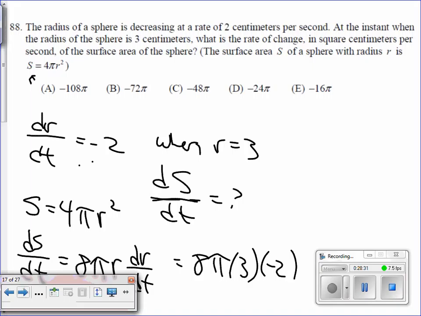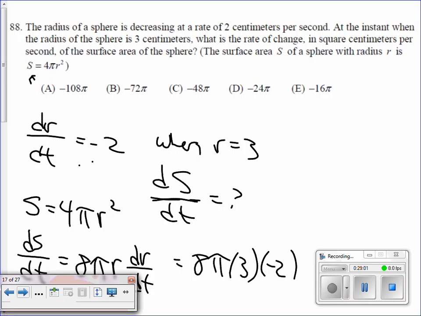Love it. 88. Let's see what this says. The radius of a sphere is decreasing at a rate of 2 centimeters per second. That's your dr/dt. Did you recognize that was dr/dt? It's -2. At the instant when the radius is 3, so when r equals 3, what is the rate of change in square centimeters per second of the surface area of the sphere? So what's the rate of change of the surface area?